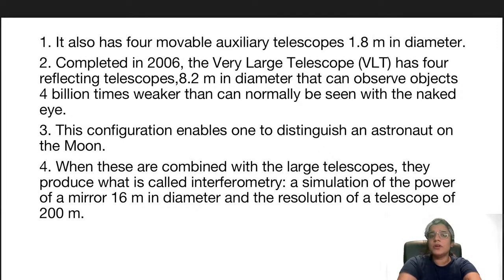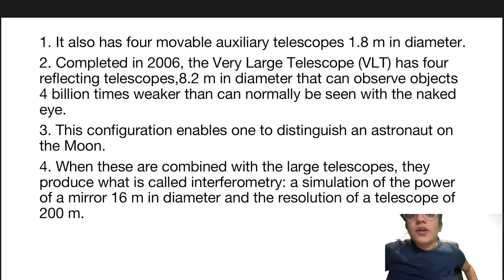Now, what does second option talk about? It says completed in 2006. The VLT has four reflecting telescopes, 8.2 meter in diameter, that can observe objects 4 billion times weaker than can normally be seen with the naked eye. Fine, so second option is actually describing what the VLT telescope has: 4 reflecting telescopes, okay.